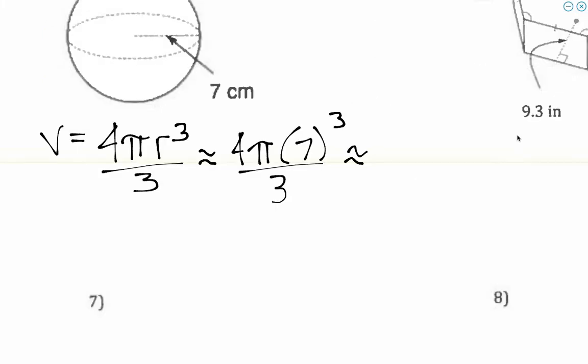Okay. So 7 cubed is 343 times pi times 4 is 4,310.27, divided by 3 is 1,436.76, and we'll round it to 1,437.